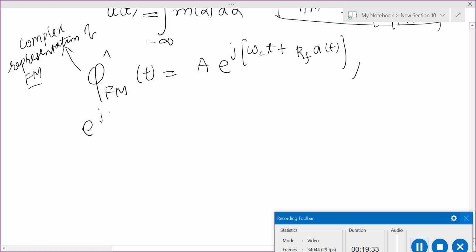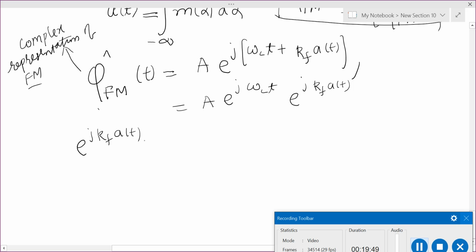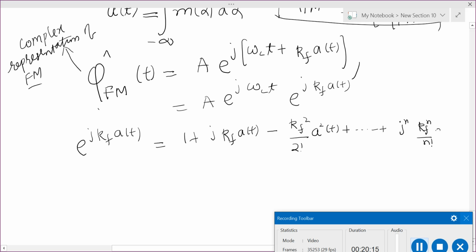Now I can write this phi hat FM as A e to the power j omega ct times e to the power j kf a of t. Let me take this e to the power j kf a of t and use the power series, or Taylor series, for the exponential function: 1 plus j kf a of t plus j square, which is minus, hence minus kf square by 2 factorial a square of t, plus so on and so forth, the higher order terms, up to the nth term, kf to the power n a to the power n of t, and so on.